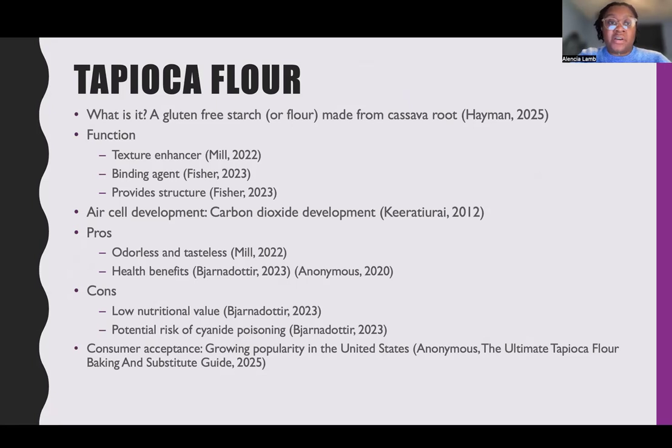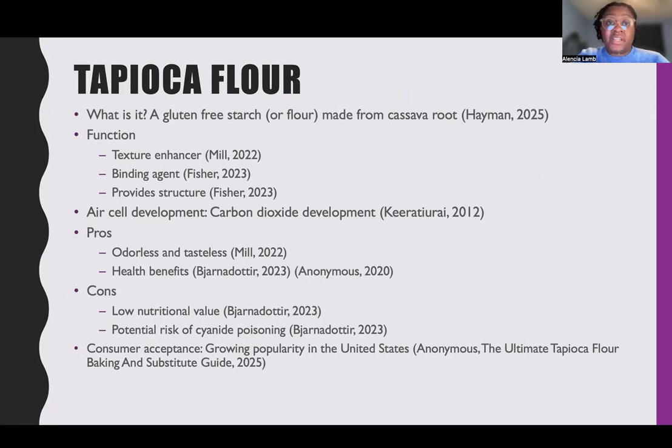The function of tapioca flour is that it is a texture enhancer, a binding agent, and it also provides structure in baked goods. Some other functions are that it prevents crumbling in the absence of gluten in eggs. It's known for its moisture retention, and it also provides a chewy texture to baked products. In terms of air cell development, it uses carbon dioxide development at a rate of 0.320 kilograms of carbon dioxide at equilibrium per kilogram of tapioca starch or flour.